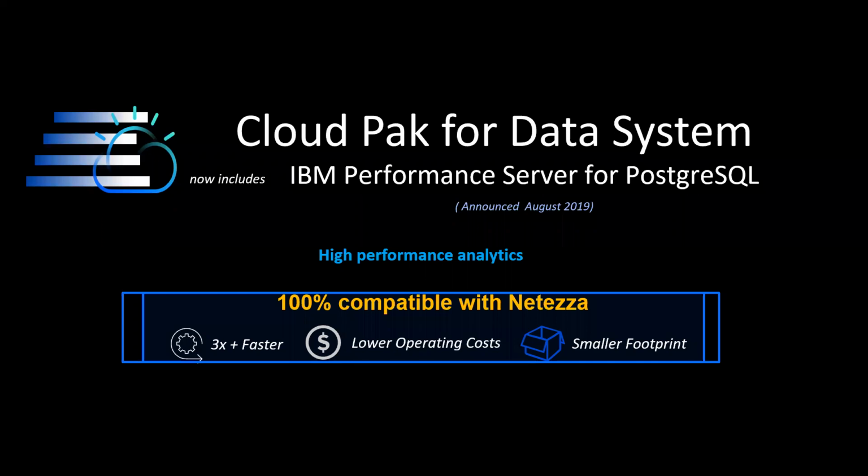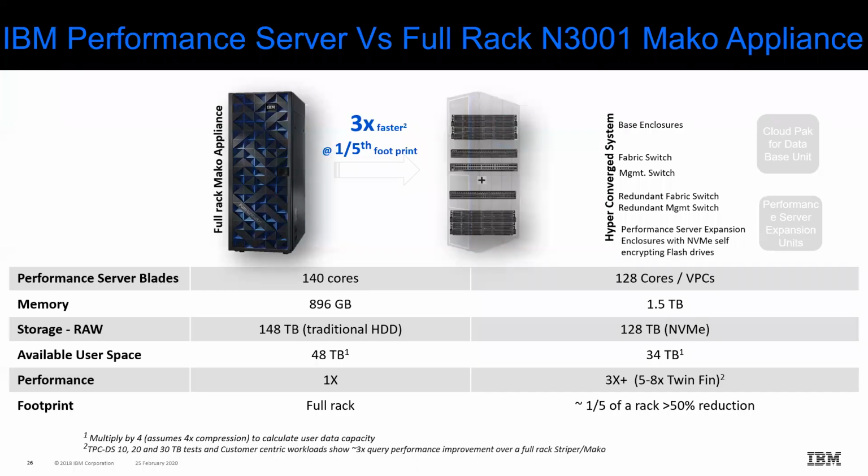Right? So the IBM Performance Server for PostgreSQL. It was announced at the very end of August 2019. One of the big things is that it's 100% compatible with Netezza, 3x faster, lower operational costs, smaller footprint. So, 100% compatible. What does that mean? That means I can back up from one and restore on the other, or use NZ migrate and move the data from A to B. Done. 100% compatible. Your apps won't even know the difference.